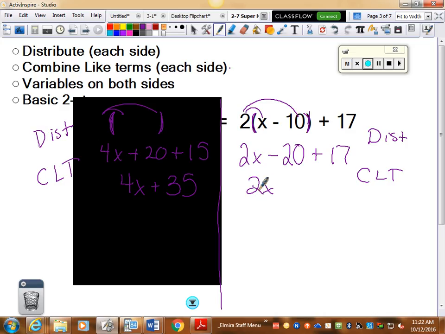2x didn't have a like term, but I have a minus 20 and a plus 17. I want to spend $20 and I have $17. Still going to need $3. And I'm going to throw an equal sign up there.